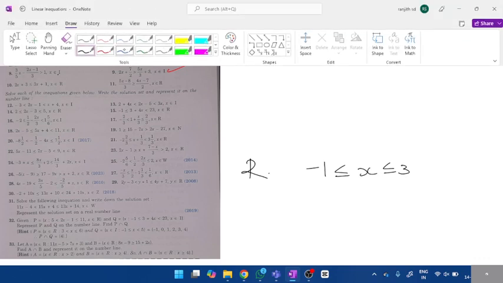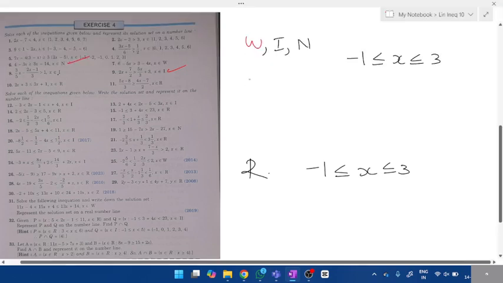Okay, look at the screen, students. Types of numbers. What are the four types of numbers here? We studied whole numbers, integers, natural numbers, then real numbers. Okay, there are two different ways to plot on a number line. Remember this: one way is for whole numbers, integers and natural numbers.